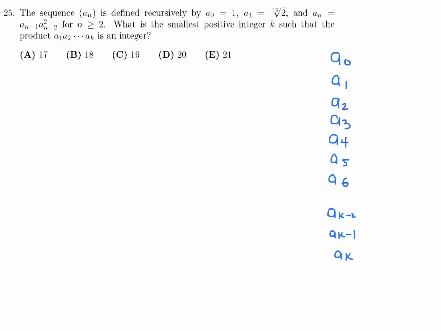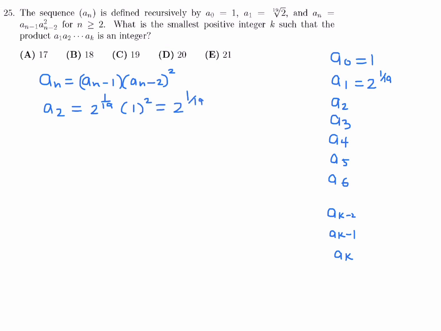A0, A1, and so on. Well, A0 they already gave me. A1 they say is 2 to the power of 1 over 19. And then A2 onwards, they've got this formula here, that A_n is equal to A_(n minus 1) times A_(n minus 2) all squared. Okay, so A2 would be A1, which is 2 to the 1 over 19, times A0 squared. Well, that's just 2 to the 1 over 19. Okay, so put that here, 2 to the 1 over 19.